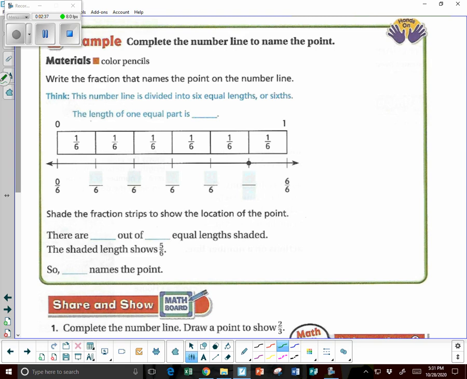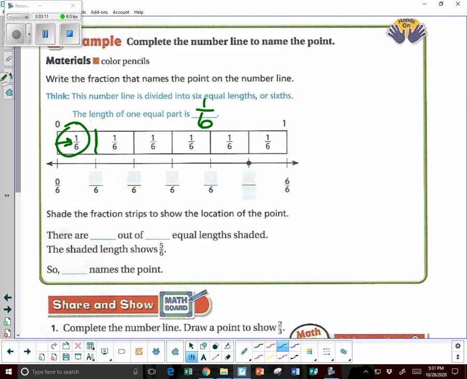Okay? Write the fraction that names a point on the number line. So, we have 1/6 here. The length of one equal part. This is one of the parts, the 1, 2, 3, 4, 5, 6. They're all the same size. They're equal. So we have one of these parts. So one equal part is 1/6. Okay? Do we see that?